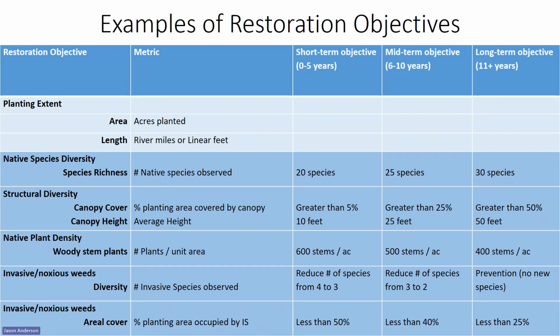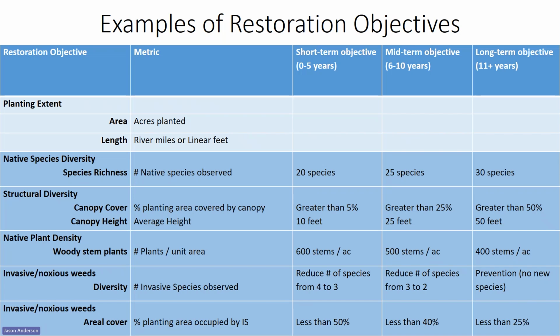Okay, so here are some examples of restoration objectives. We don't necessarily include all of these for all our restoration projects, but let's step through these. So planting extent corresponds with metrics that we're all pretty familiar with. These are commonly associated with grant requirements. These are the outputs, and they can include things like acres treated, or river miles, or linear feet restored.